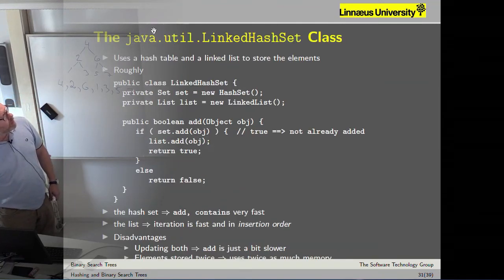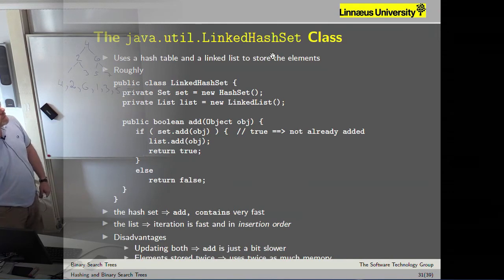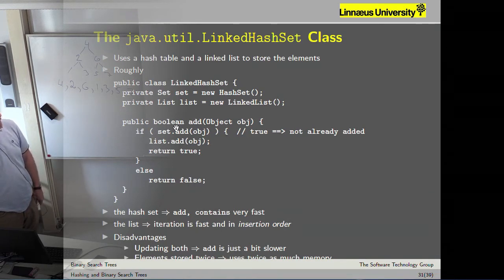A final word about the third available set implementation in the Java library. It's called a LinkedHashSet. It is basically a hash set. The only difference is that they are also maintaining a linked list. The implementation looks like this: they have a hash set and a linked list where they are storing the elements. When we are adding something, we try to add it to the set. If it is true, that means not already added, then we are also adding it to the list. We are only adding it to the list if it's the first time we are adding it to the set.